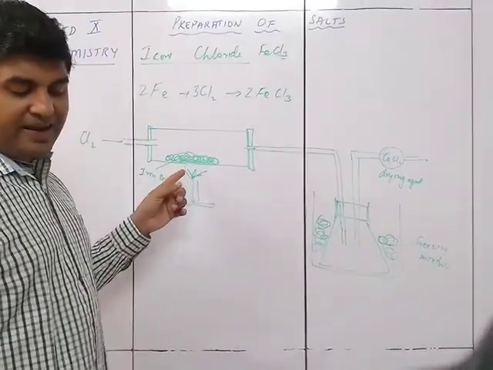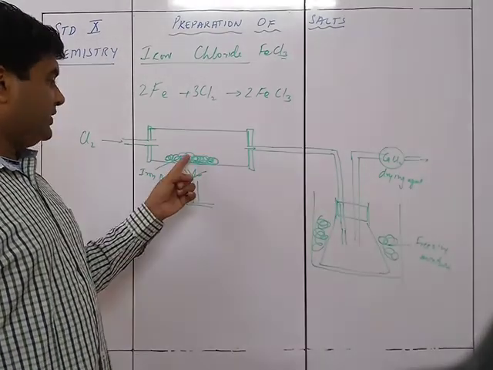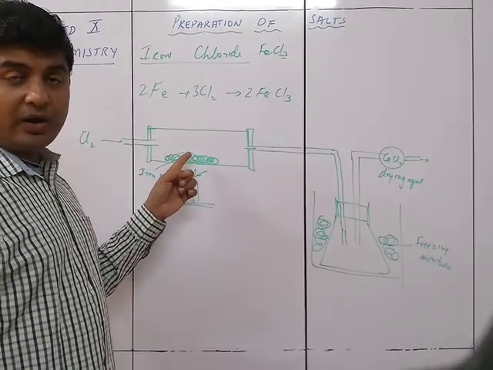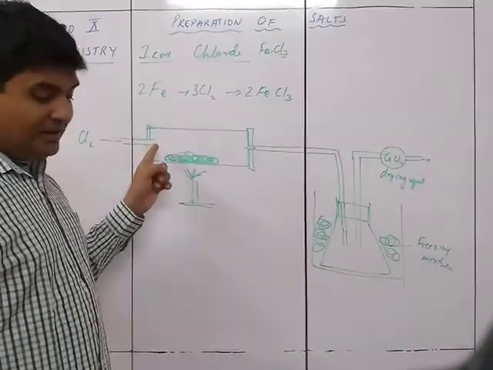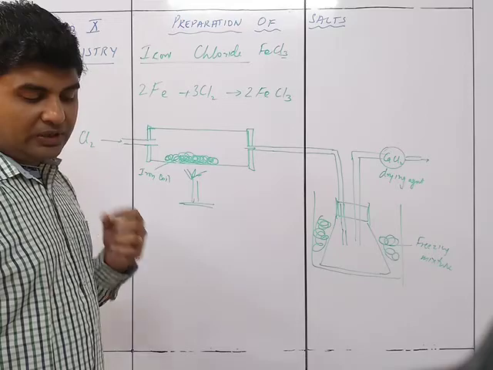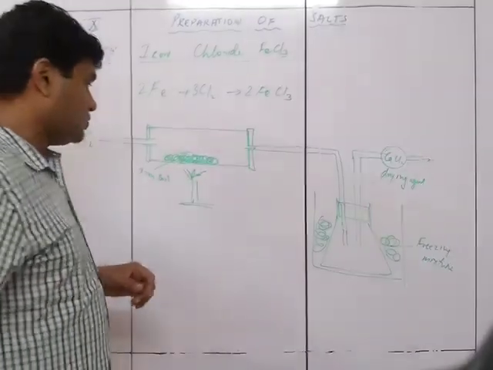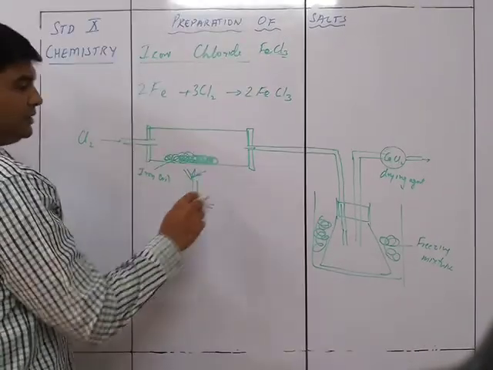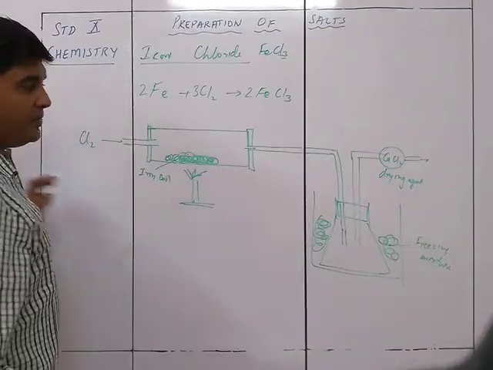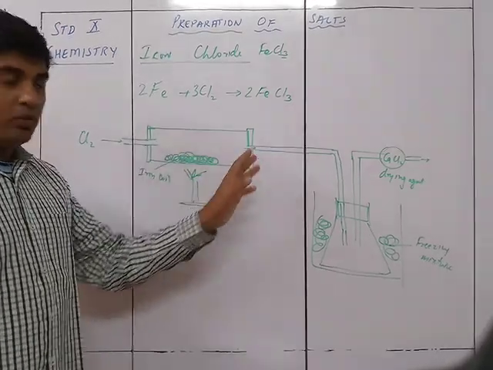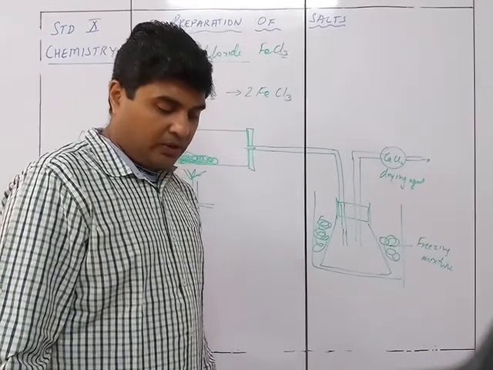Step one: an iron wire coil is placed in the combustion tube as shown in the figure. So this is the combustion tube in which you have placed the iron wire coil. Dry chlorine gas is passed through the combustion tube, expelling air from the apparatus. So first of all, when you start it, a part of the air is going to be expelled out. Whatever air was there is removed, and then the whole chamber gets completely filled up with chlorine.